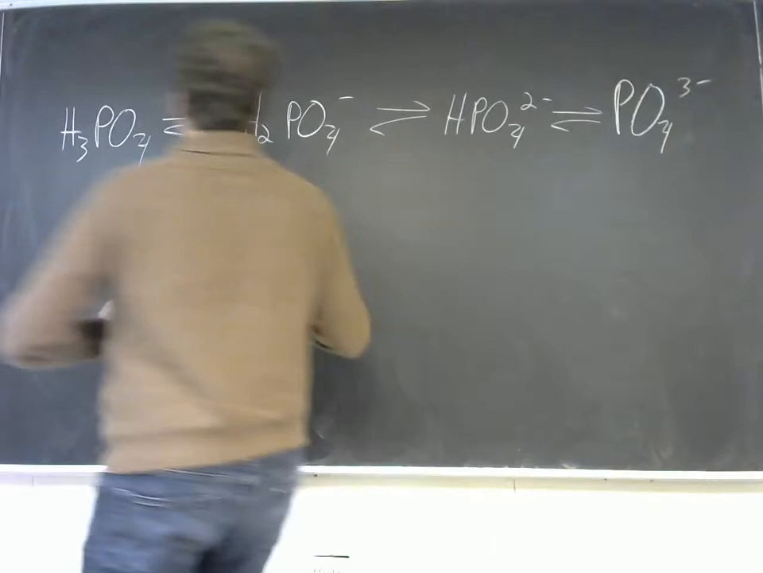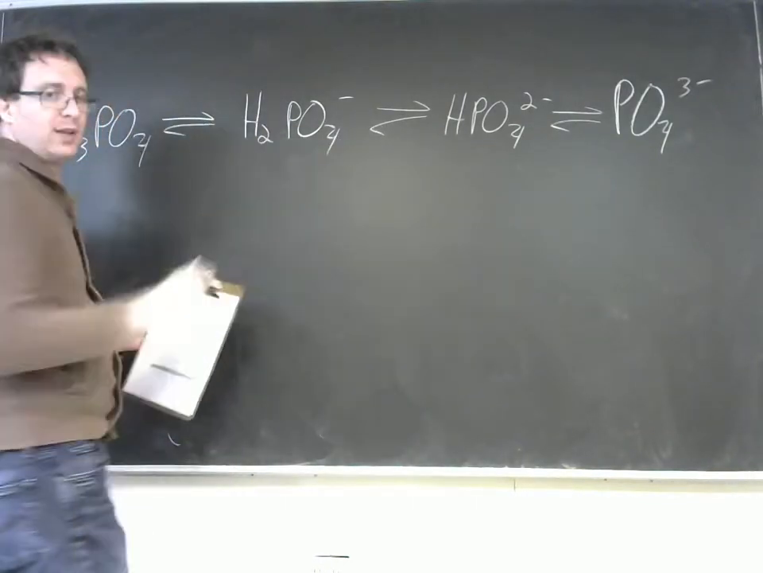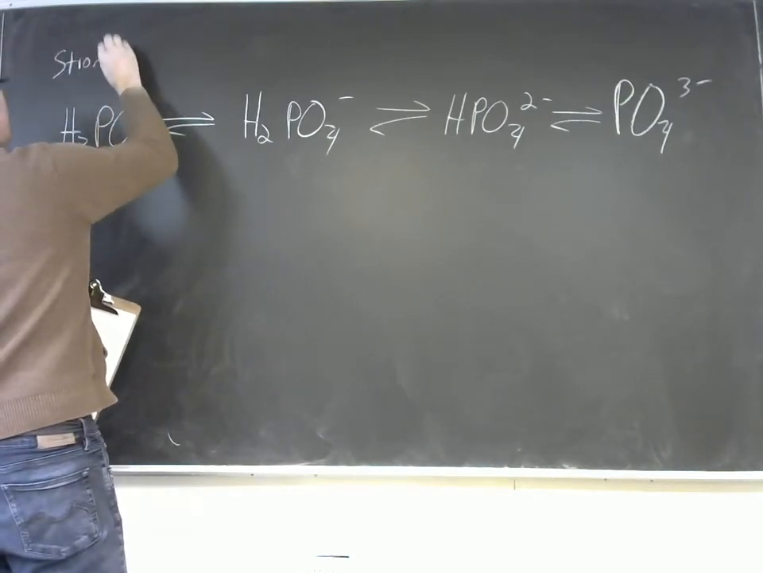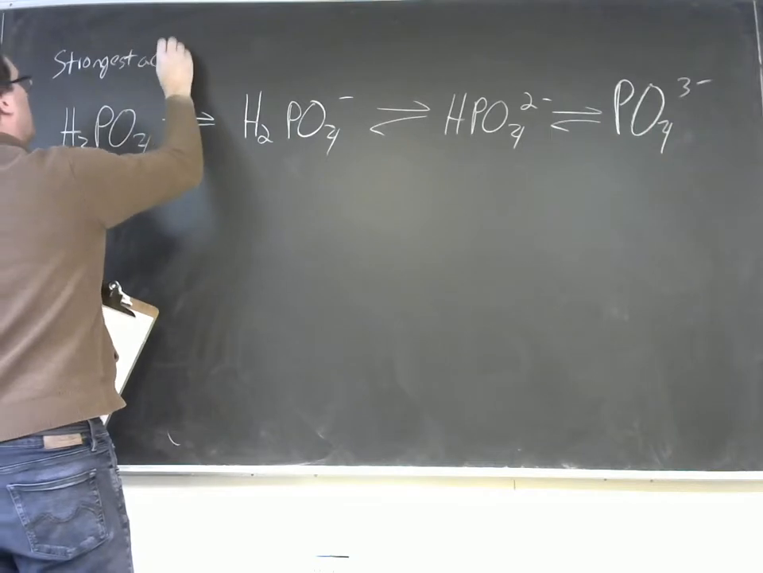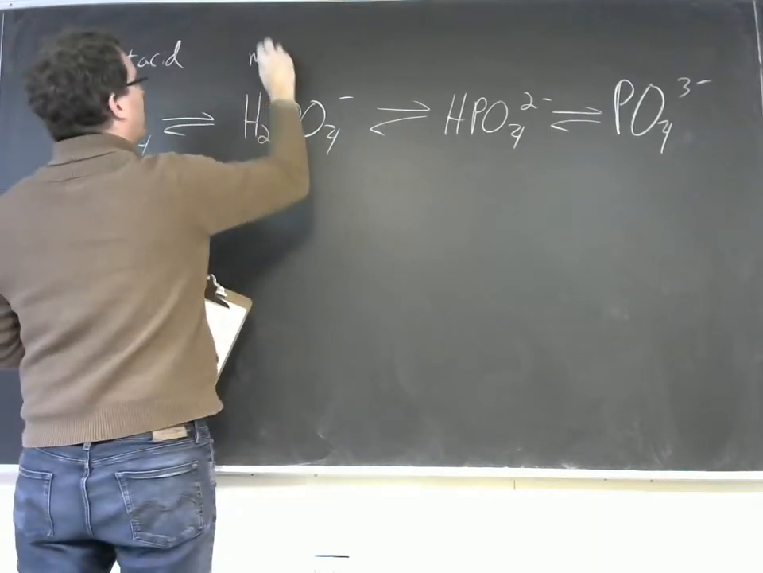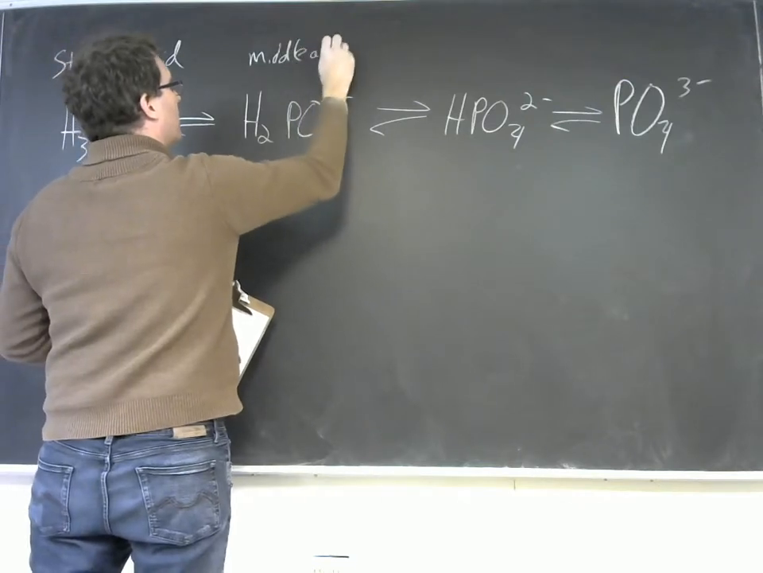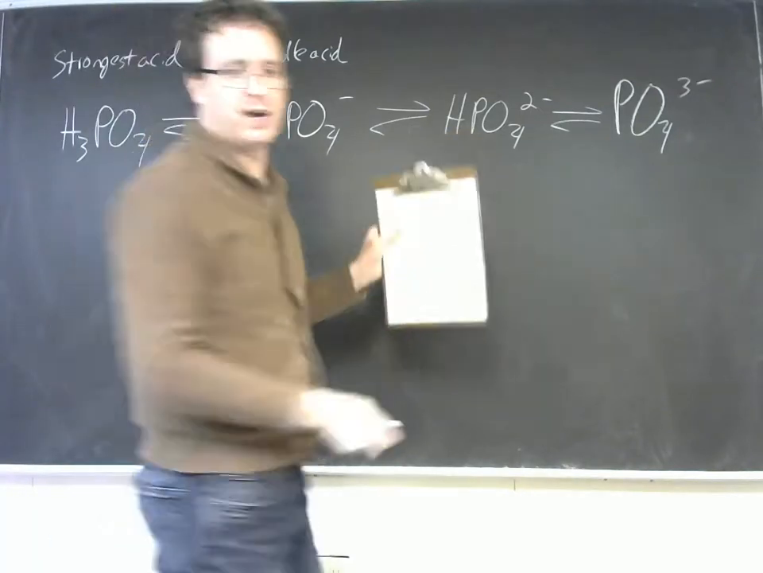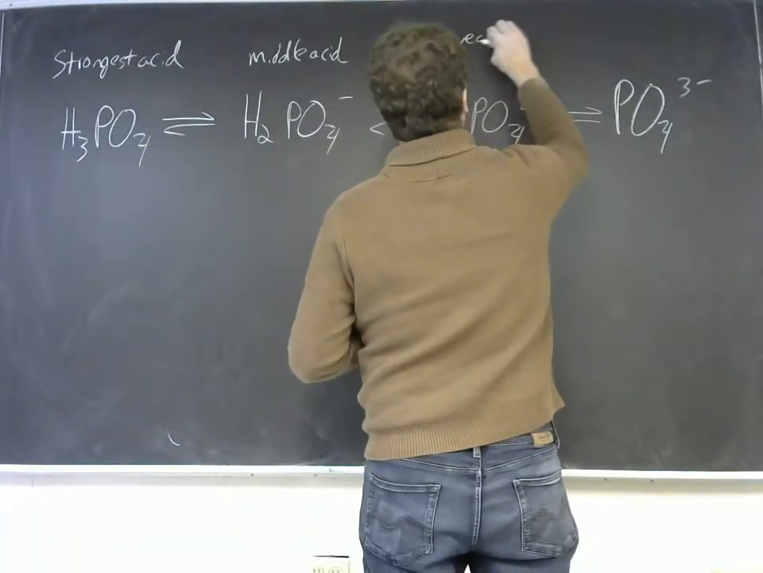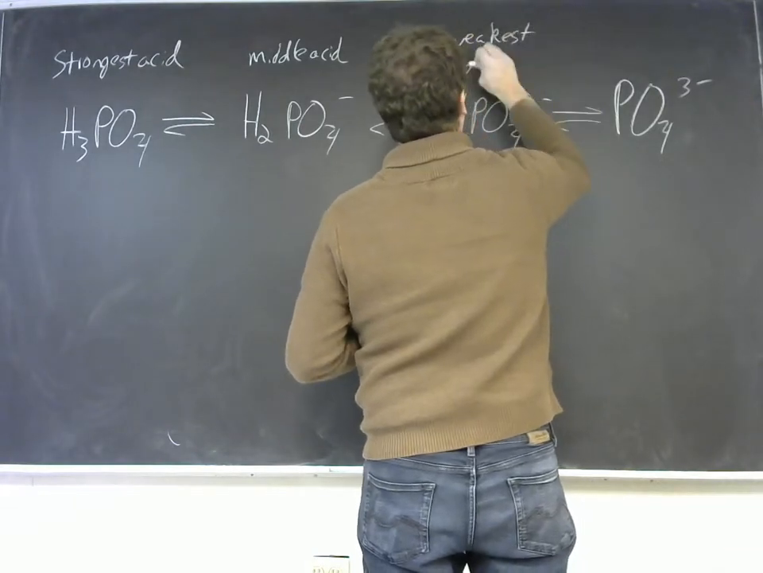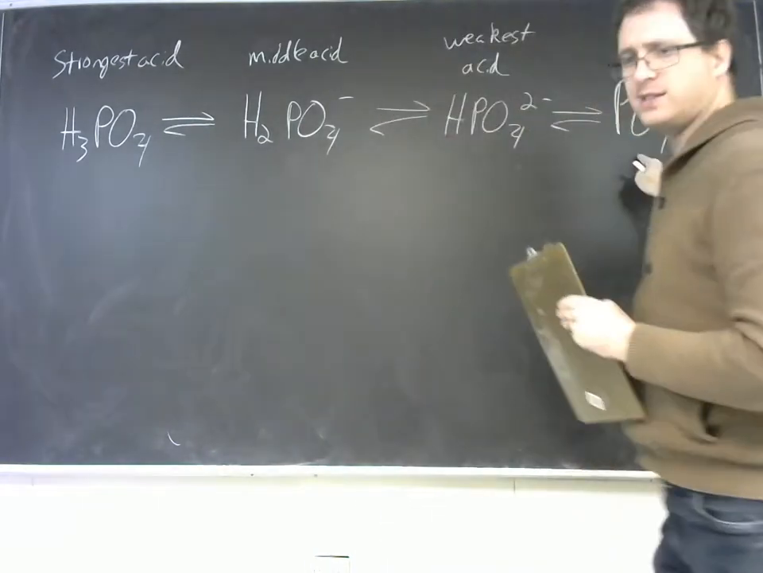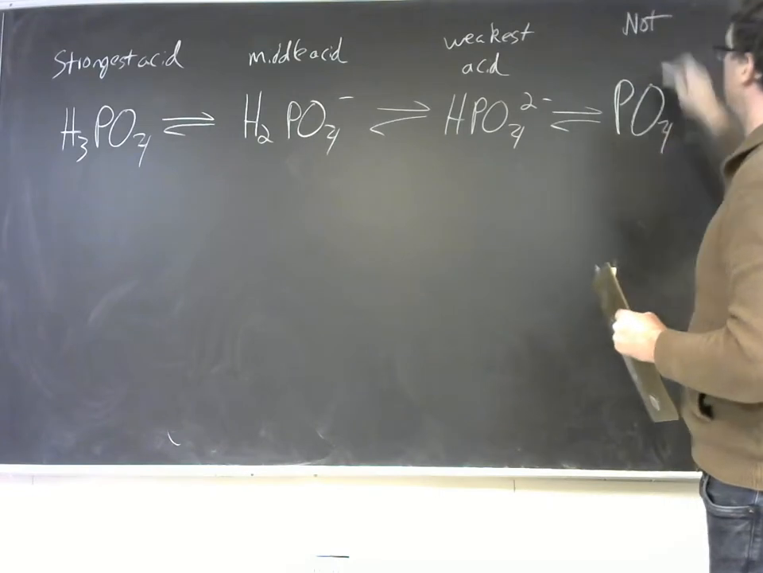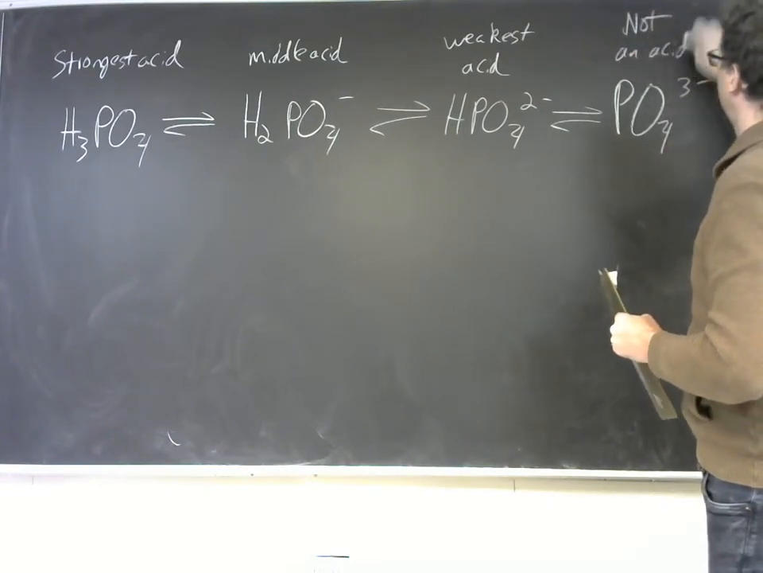First of all of these, let's rank their acid strength. So phosphoric acid is the strongest acid. H2PO4- is the middle acid. We were just looking at their Ka values, right? And then HPO4 2- is the weakest acid. PO4 3- does not have any hydrogens left to give. So this is not an acid at all.